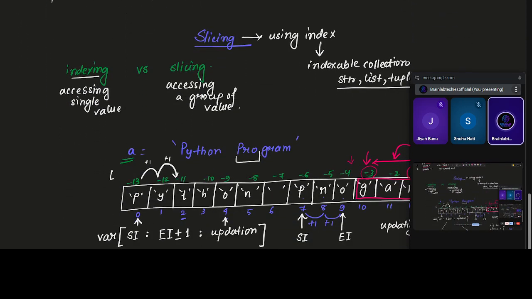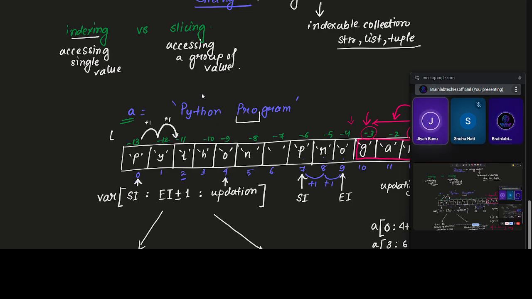Can you name some immutable data type? String. Okay, string, and there is one more, tuple. Yeah, tuple. Okay, and mutable, Sneha, mutable data type. Set, okay, list, okay, and dictionary. Okay, fine.